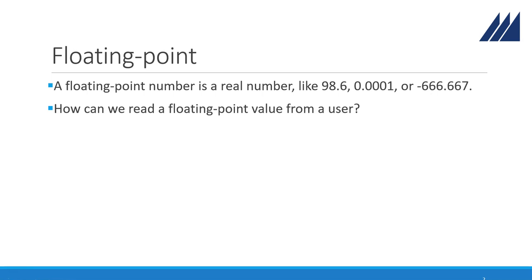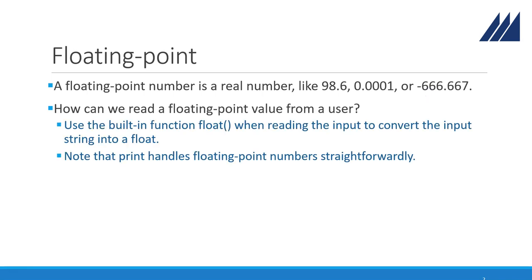How can we read floating points? We saw that we use them, and we know what they look like. How can we read them? We know that if we read something from the user, we always read it as a string. The same thing happened with integers. We read them as strings, but then we converted them to integers. How can we do that with floating points? We do the same thing.